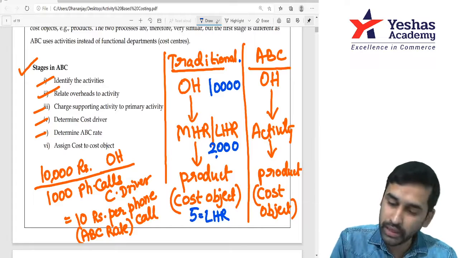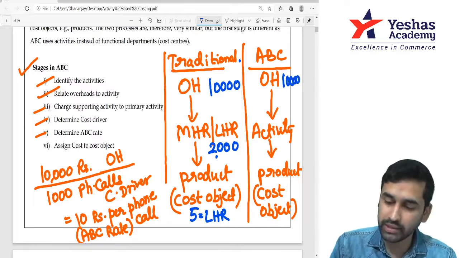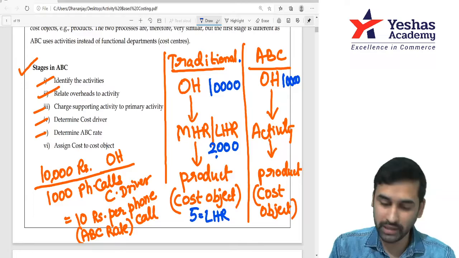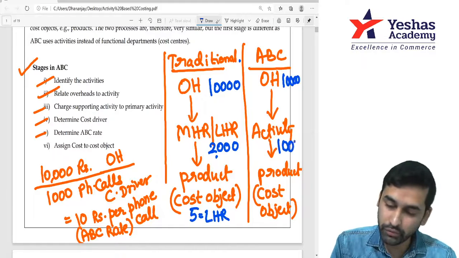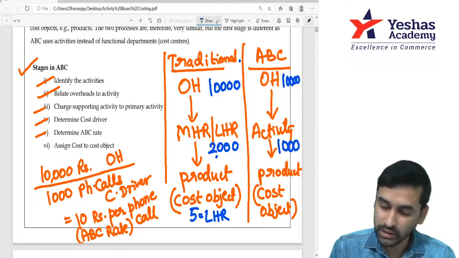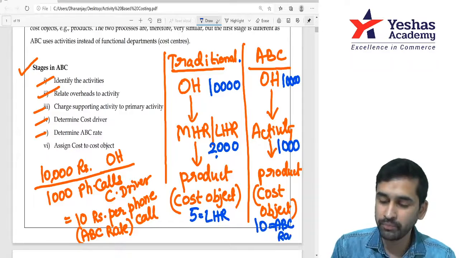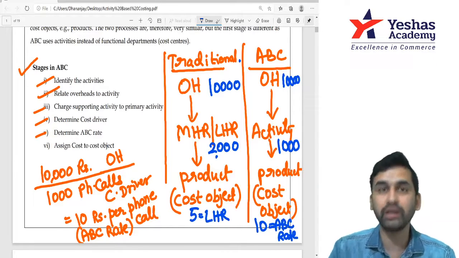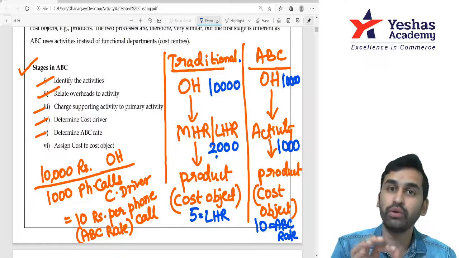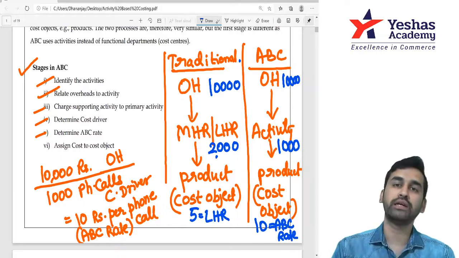Now in ABC, what am I doing? Same 10,000. I am not going by labor time. I am going by the number of phone calls, which is 1000 phone calls. Now this will be 10, and this is my ABC rate. That's all. And what is the meaning of 10 rupees here? If we make 1 phone call, it will cost us 10 rupees.